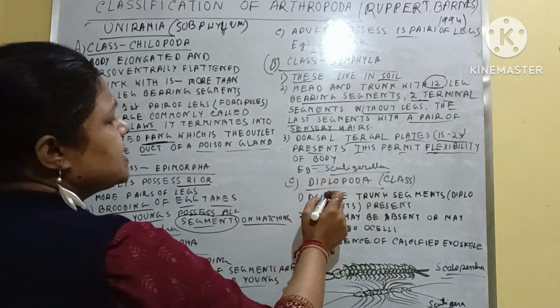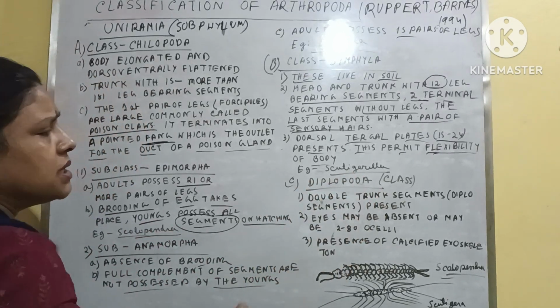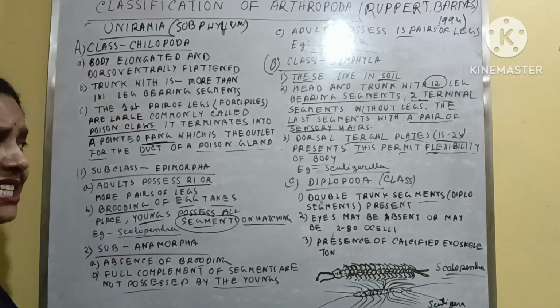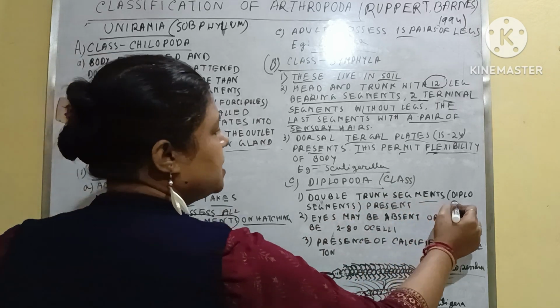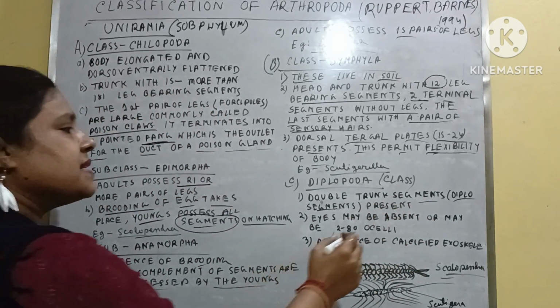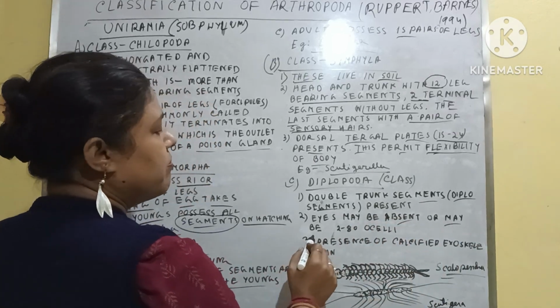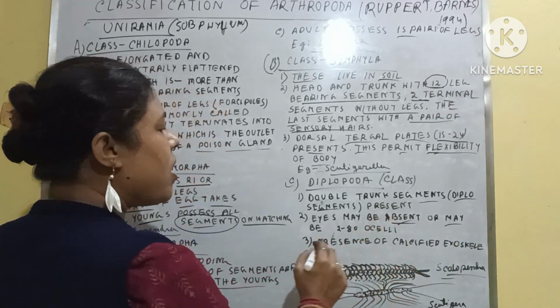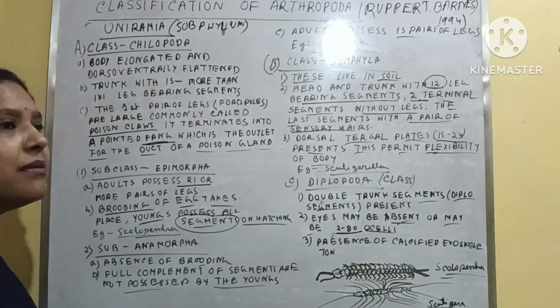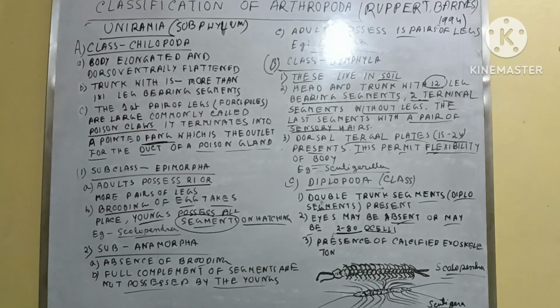Next class is the Diplopoda. Here the double trunk segments are present. This is called the diplosegments. Eyes may be present or may be absent, or may be present with 2 to 80 ocelli. Ocelli means single cell of the eye.